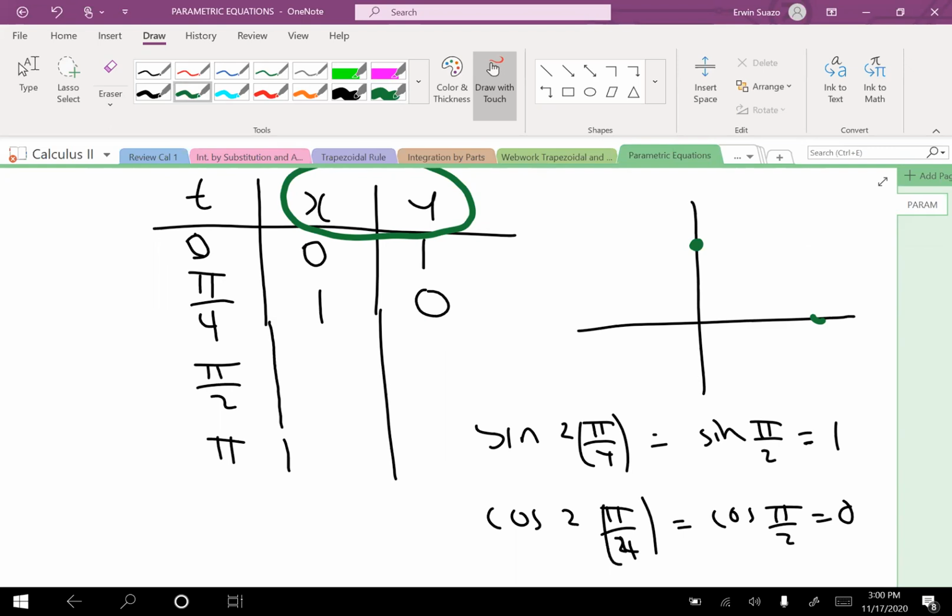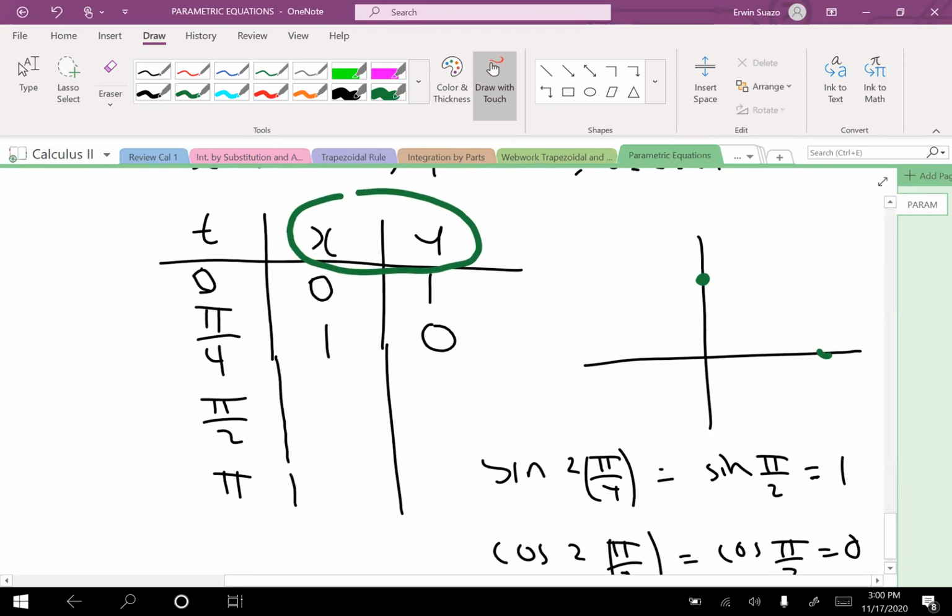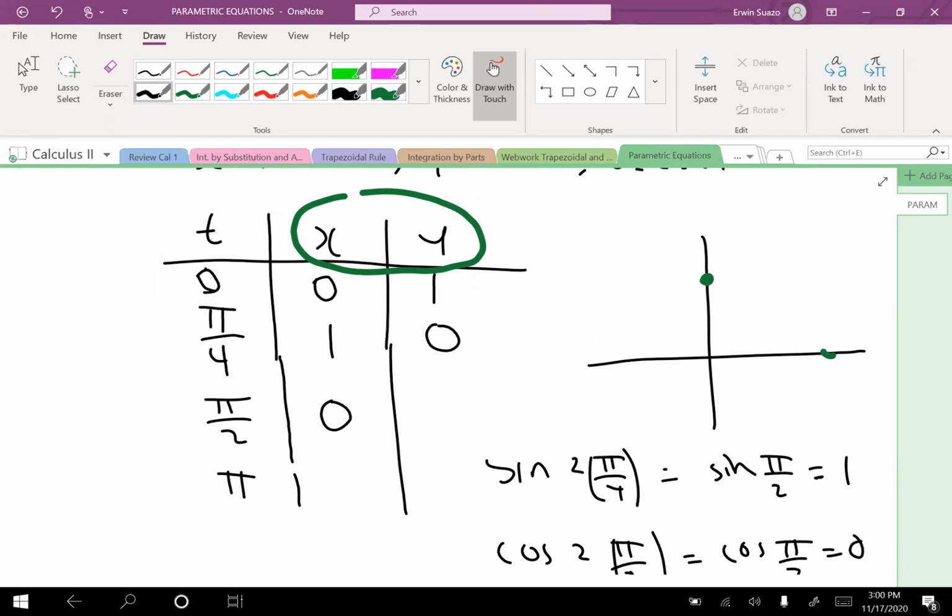And now the next one. Sine of 2 times pi halves. That is sine of pi, which is 0. And then cosine of 2 times pi halves is cosine of pi, so it's negative 1. So now I'm going to 0, negative 1. So I'm going here.